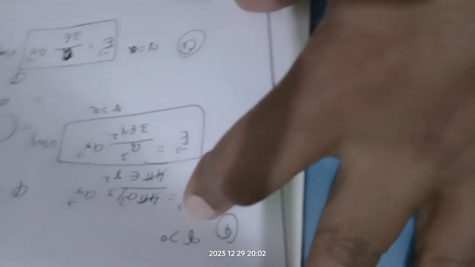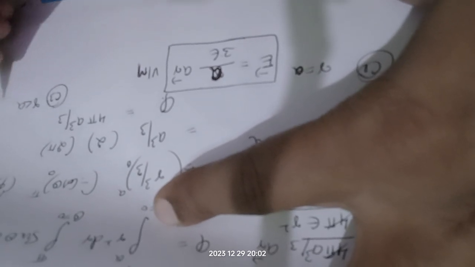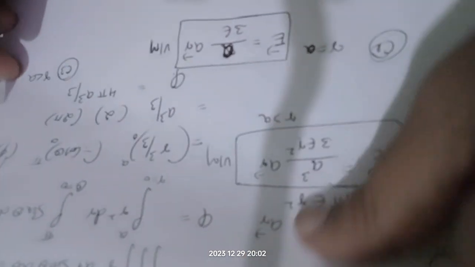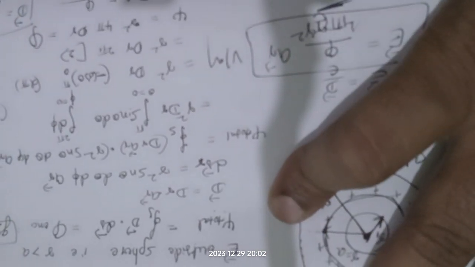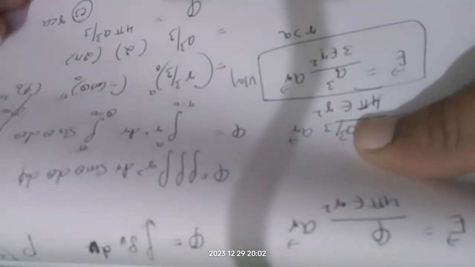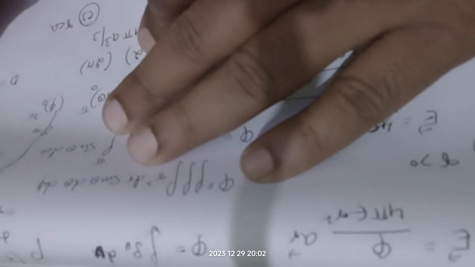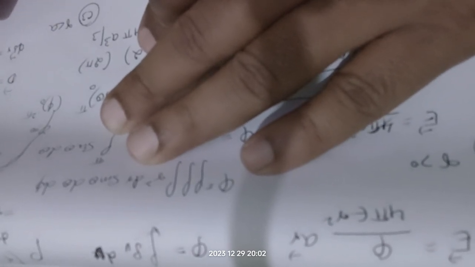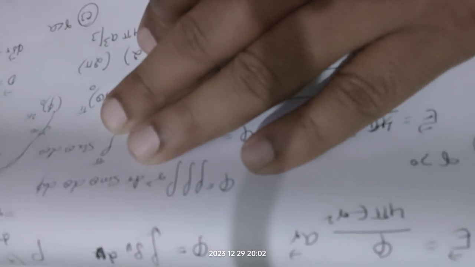Okay, so similarly you can consider case number 3, when r is less than a. So for r less than a, the entire process is the same. You will get D value like this. And also you know what is dS. D value we know is Q divided by 4 pi r square ar. If I consider dS, it is again r square sin theta d theta d phi.